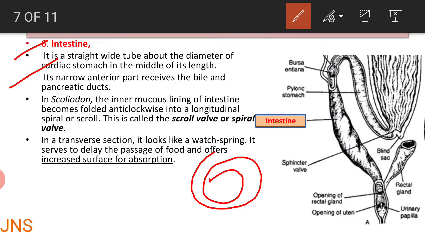What is the function of these scroll valves? They serve to delay the passage of food and offer increased surface for absorption. Due to this structure, the digested material is held for a while, and during that time it can be absorbed by the intestine very well. So, for increased surface absorption of food materials, there is this particular type of scroll valve.